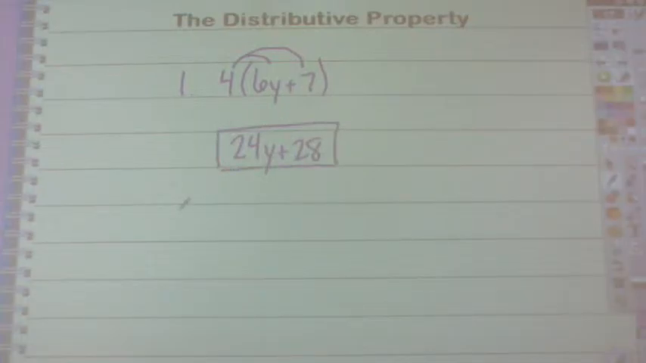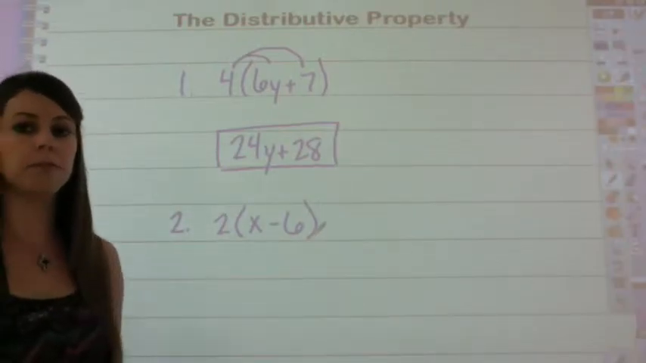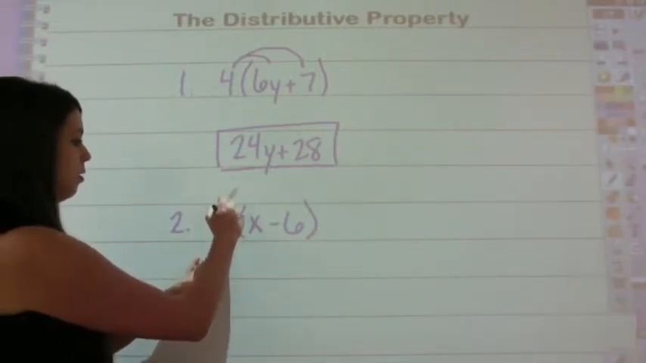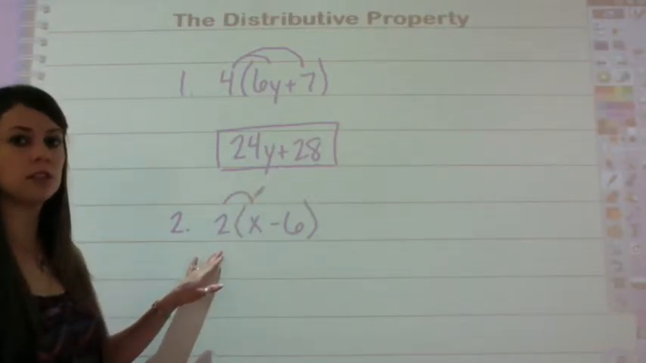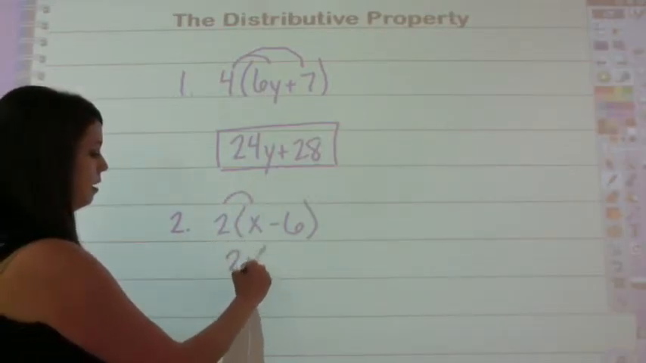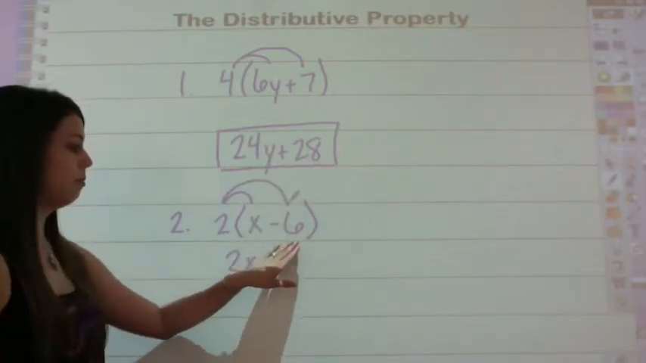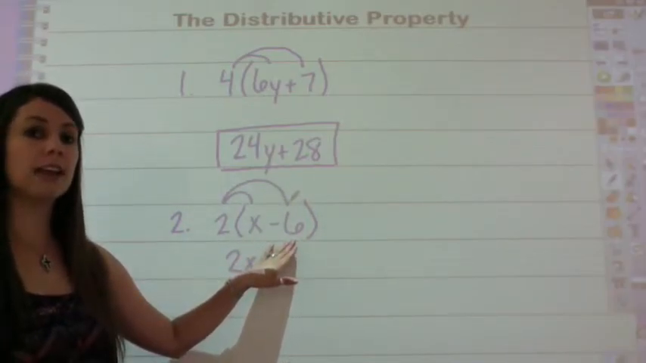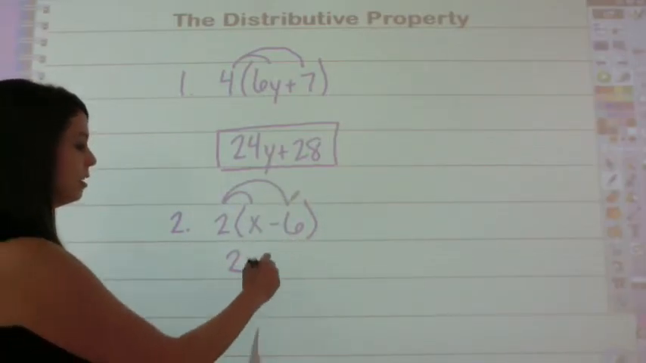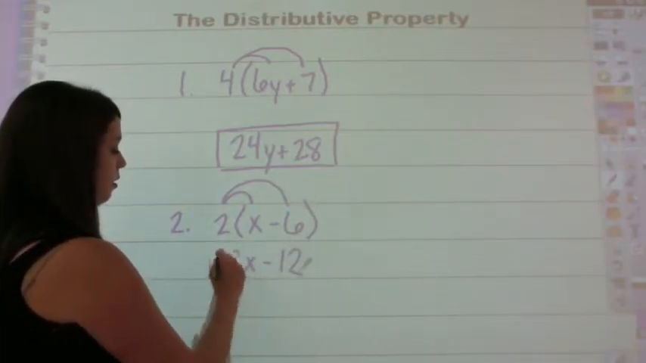Okay, another example, example 2. 2 times x minus 6. What term is on the outside that needs to be distributed? It's the 2. 2 is going to go and greet the x. 2 times x is 2x. And 2 times, notice that this 6 is negative, 2 times negative 6 is negative 12.